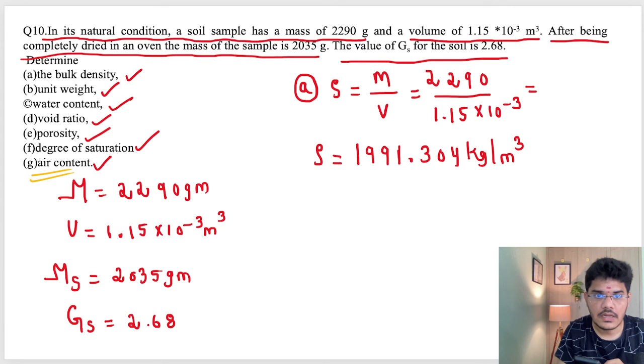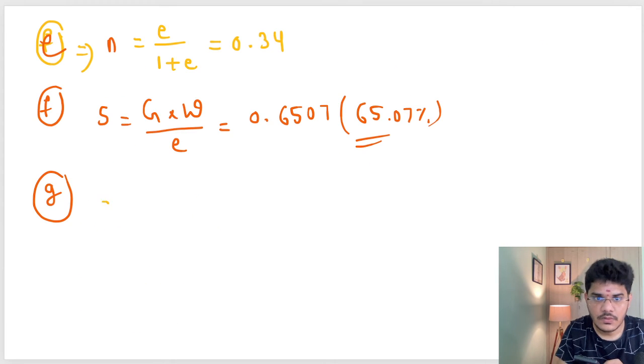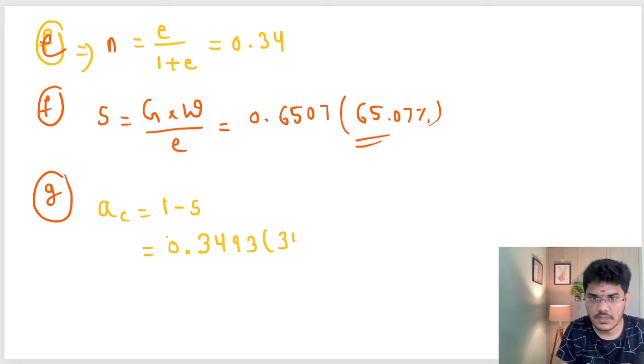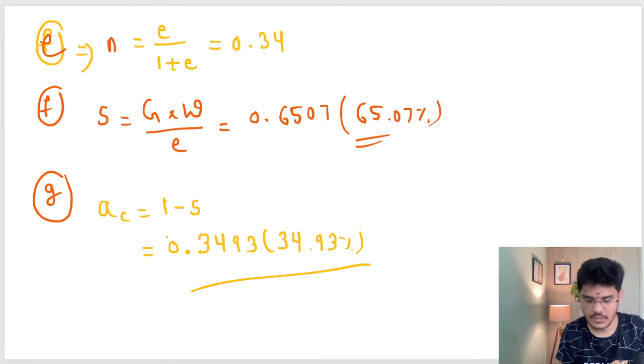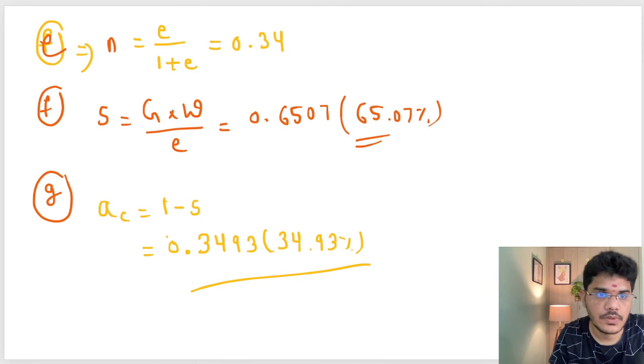So the final thing we have to calculate is air content. So air content AC is equal to 1 minus S. This formula we know. 1 minus 0.6507 gives 0.3493. That means 34.93% air content is there in the sample.